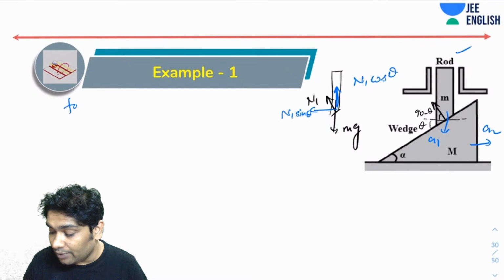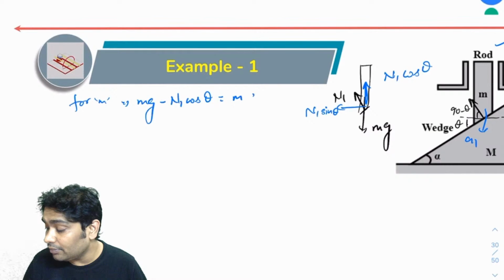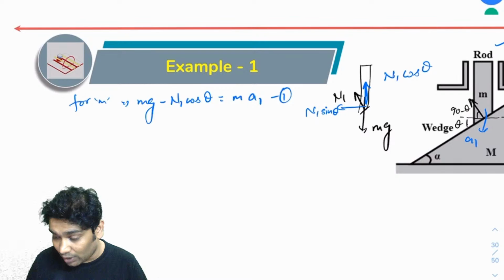So for small m, what can I say? I can say that mg minus n1 cos theta would be equal to ma1. So that is my equation number one.